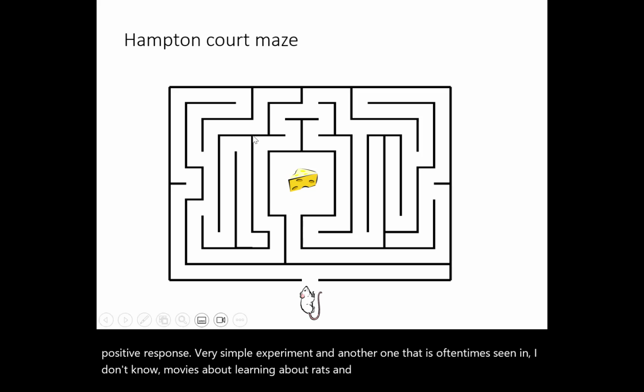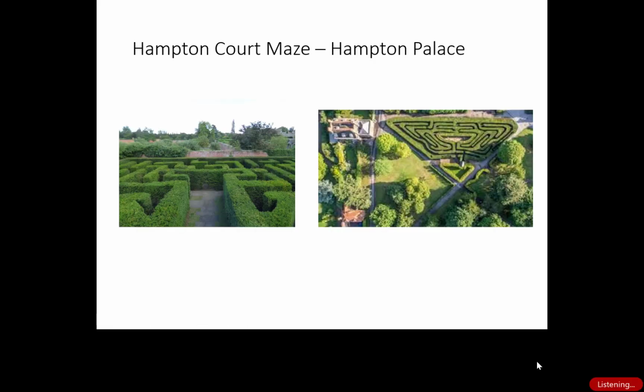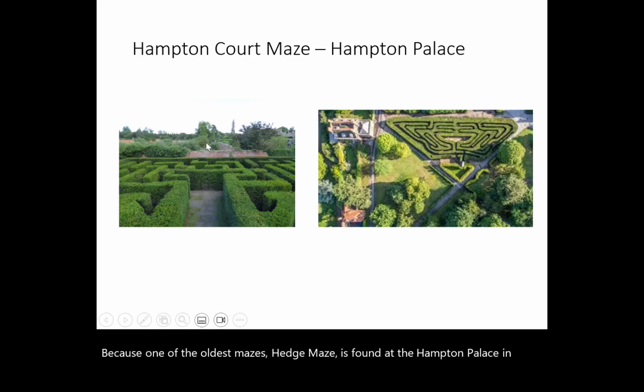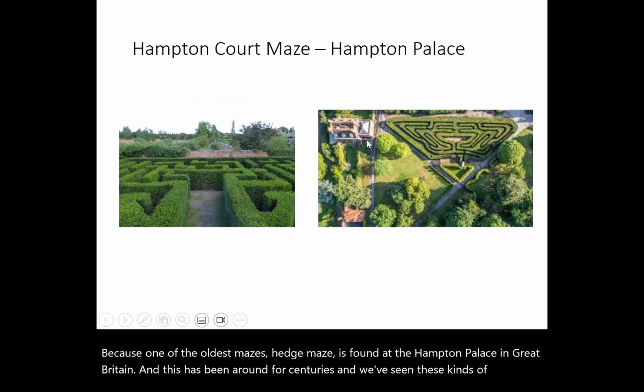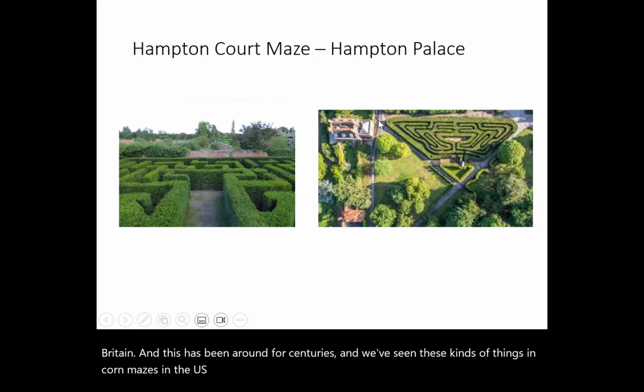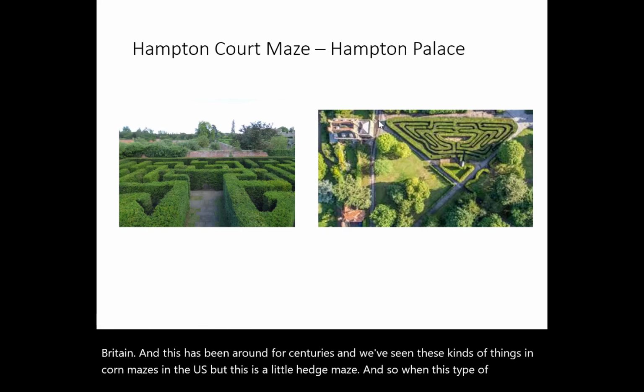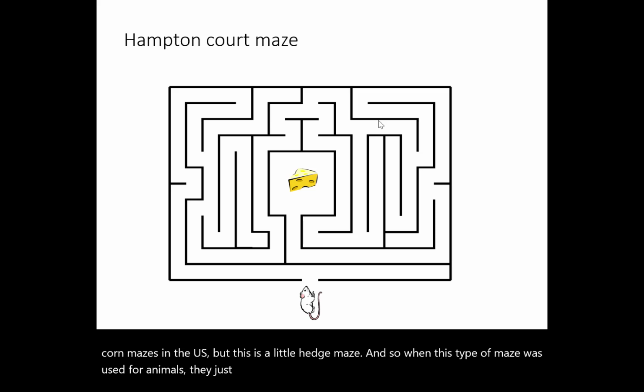the very famous Hampton Court maze. It's called the Hampton Court maze because one of the oldest hedge mazes is found at Hampton Court Palace in Great Britain, and this has been around for centuries, and we've seen these kinds of things in corn mazes in the US, but this is a little hedge maze. And so when this type of maze was used for animals, they just called it the Hampton Court maze.